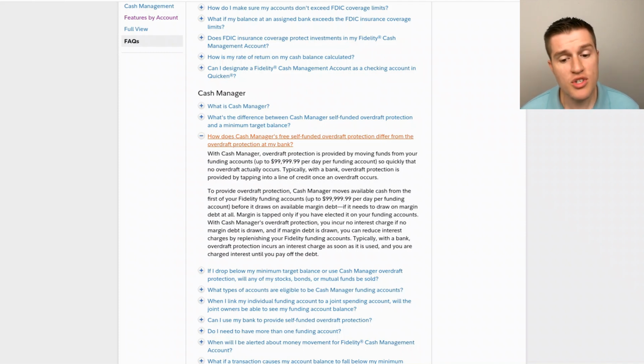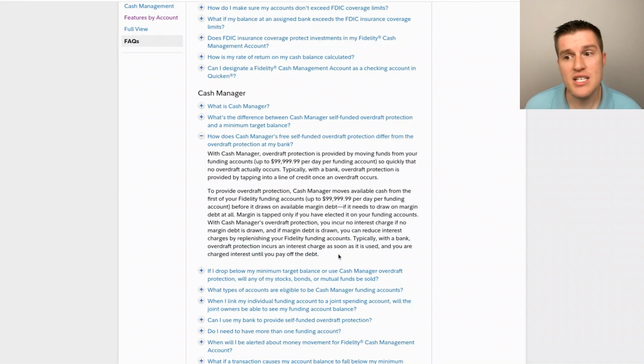With Cash Manager overdraft protection, you accrue no interest if no margin is drawn down. And if margin is drawn down, you can reduce interest by replenishing your funds, direct depositing, or moving money into your account. Typically with a bank, and this is really important, an overdraft incurs interest as soon as it's used, and you are charged interest until you can pay your debt.